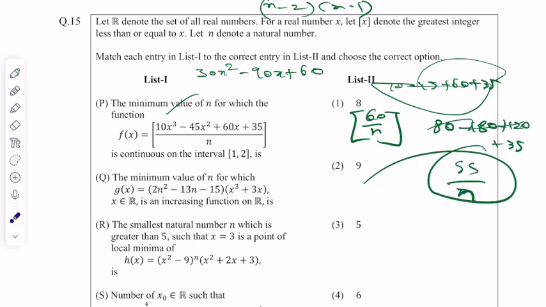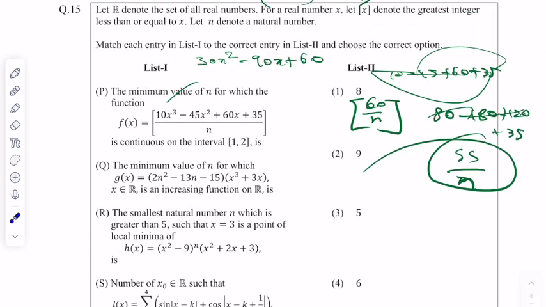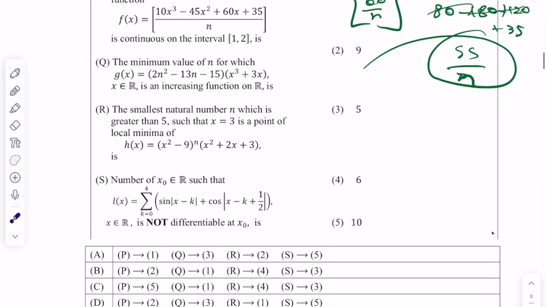Alright, so both the values should give us the same integer. That means when I divide this entire thing by n, I should get the same value, or there should not be any jump in the integer. So we can easily check that out. Alright, that is done. Now the minimum value of this, it should be an increasing function.